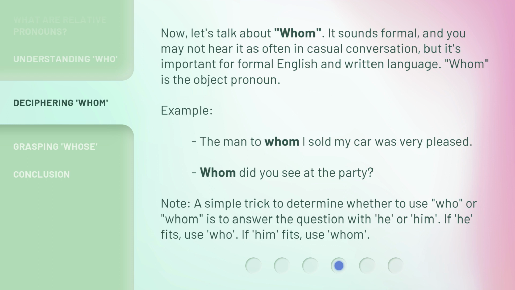Note: a simple trick to determine whether to use who or whom is to answer the question with he or him. If he fits, use who. If him fits, use whom.